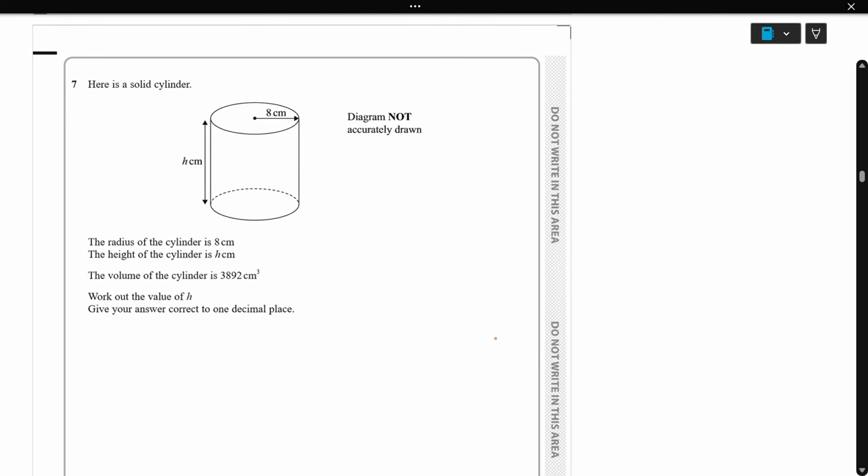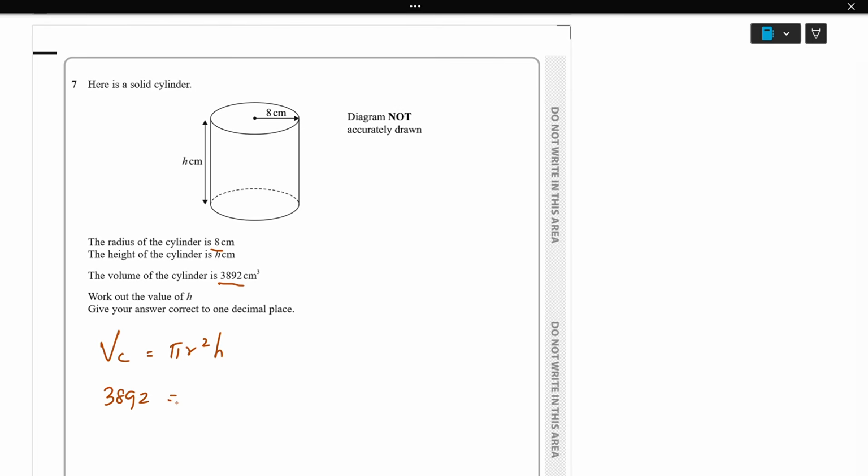Next, question 7. Here is a solid cylinder. The radius of the cylinder is 8 centimeters, and the height of the cylinder is h. The volume of the cylinder is 3892. Work out the value of h. So first, volume of a cylinder equal to pi r square h. The volume is given already, 3892, and the radius is also given.